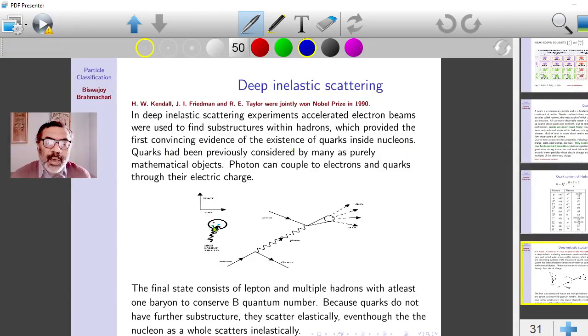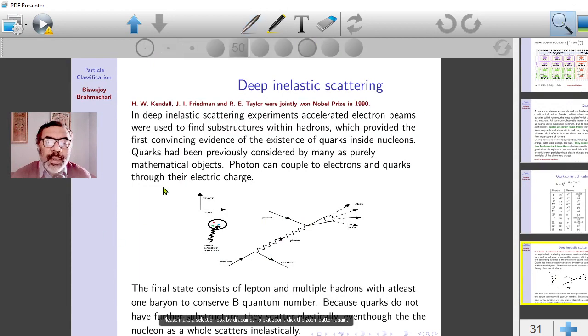There are quarks inside the nucleon, and we use a very high energy electron beam, which can scatter the quarks inside the nucleon through the exchange of a photon. That is an electromagnetic scattering. So we have to look slowly, then we will understand.